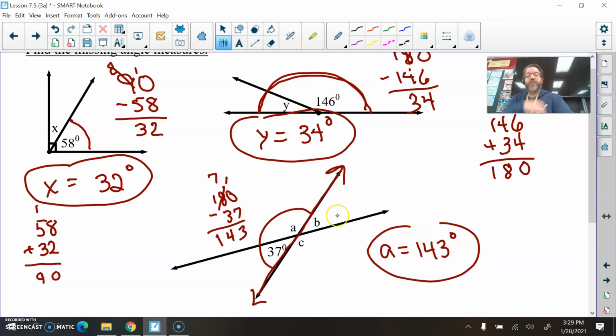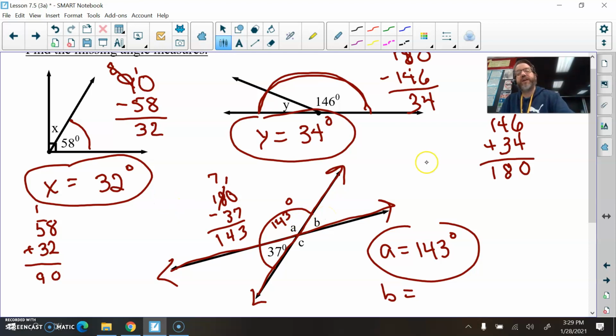Now I could find angle B the same way. Once I know angle A is 143 degrees, how would you find angle B? Would you do the same thing? Because here, if you look at this line, angles A and B are supplementary angles. So they have to total 180.